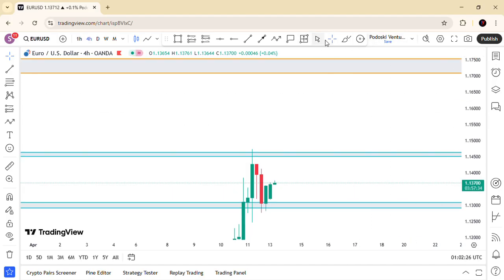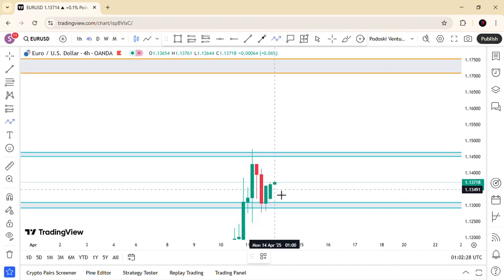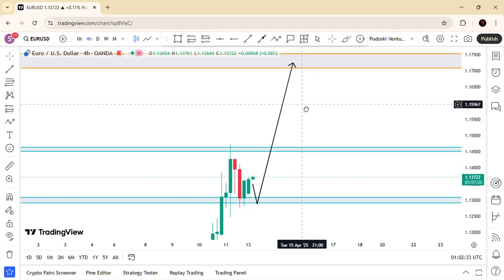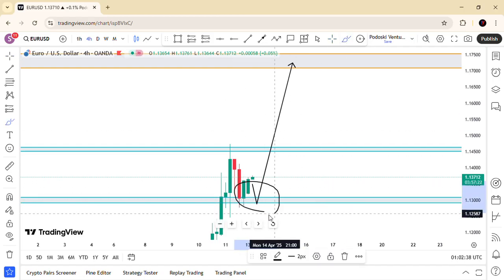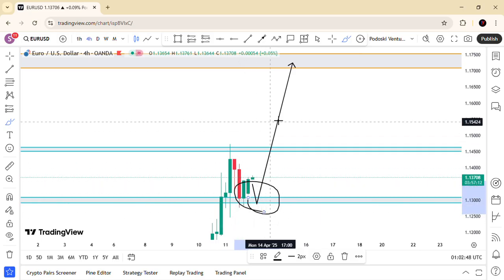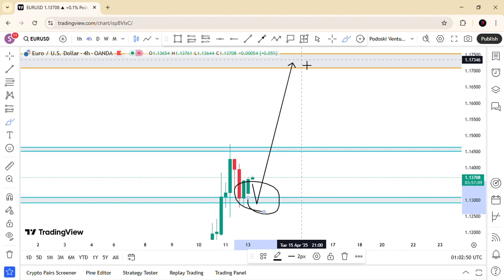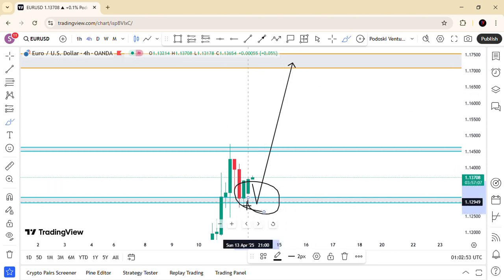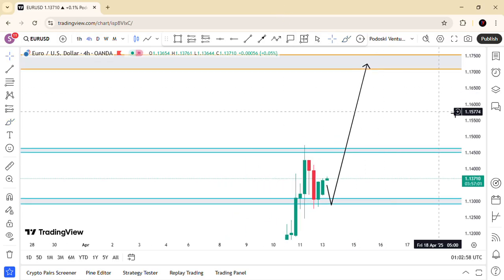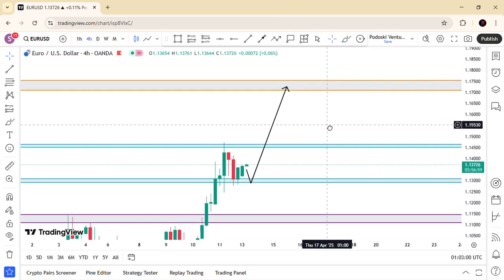So on Euro USD, what we are only waiting for is price to give us a candle confirmation, then we buy. So anticipate a Euro USD trade today. We are expecting price to drop down a little bit and give us a candle confirmation. Then we buy Euro USD all the way to the weekly zone. So let's see if price will give us the confirmation we need before we buy Euro USD.